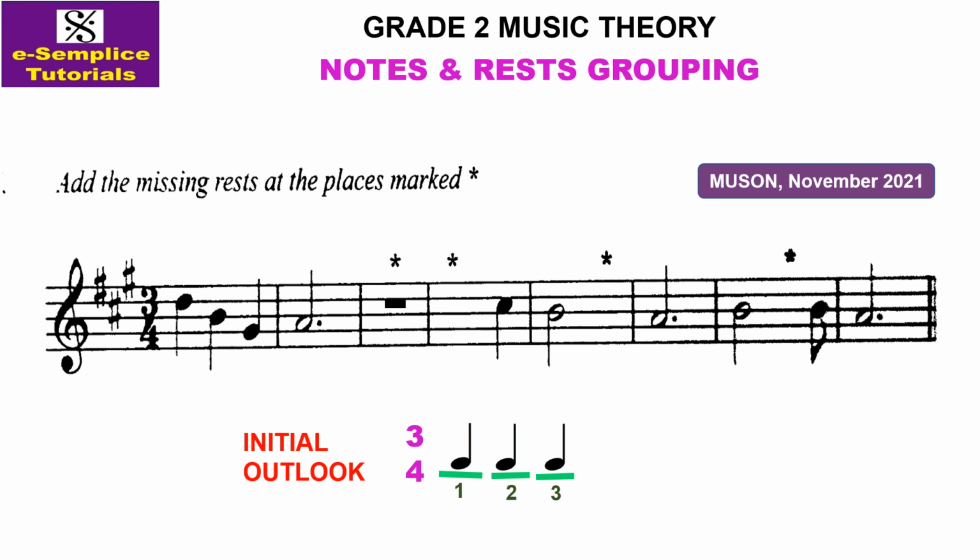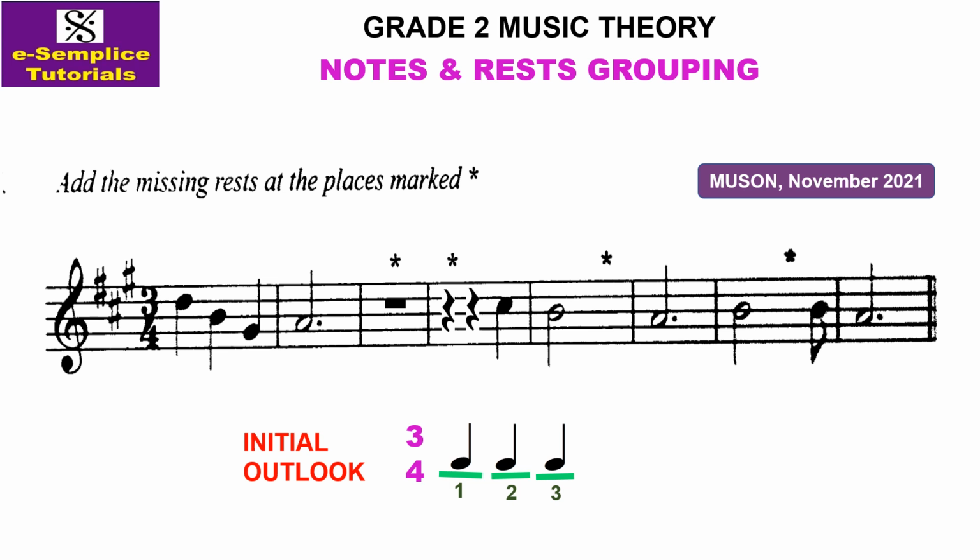Let's move to bar 4. Bar 4 has only a crochet, and the crochet is actually the last crochet, which is beat 3. So there's a crochet for beat 1, another crochet for beat 2. So it will be ideal you show beat 1 first with a crochet rest and show beat 2 with another crochet rest to balance that bar.